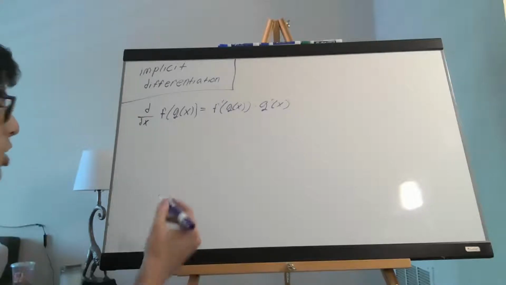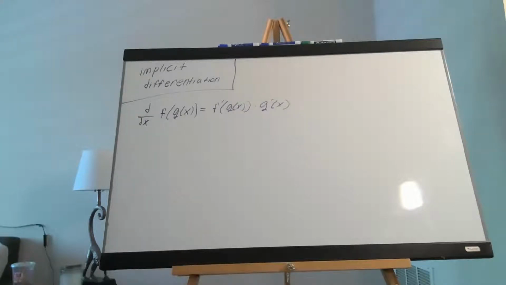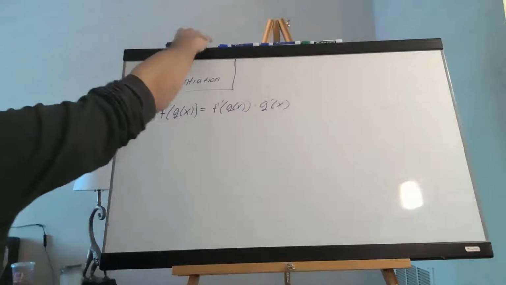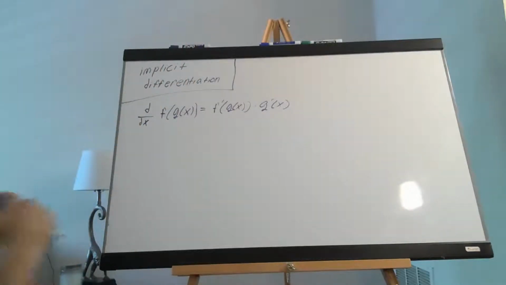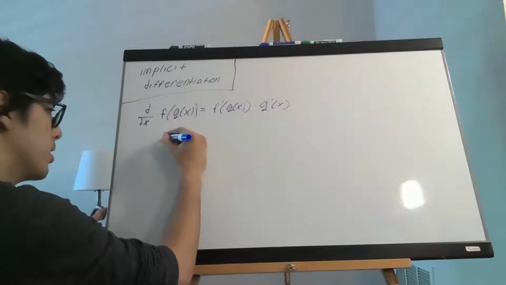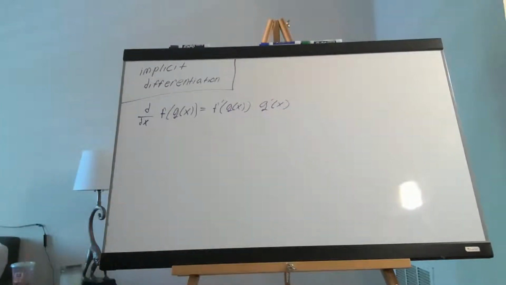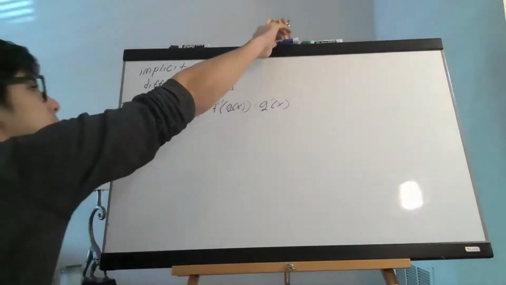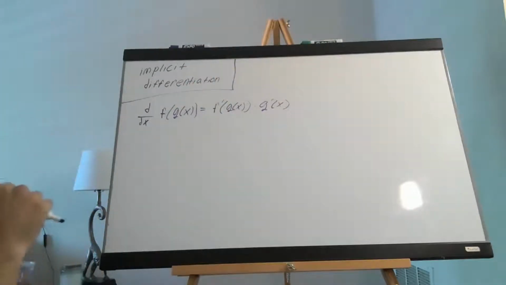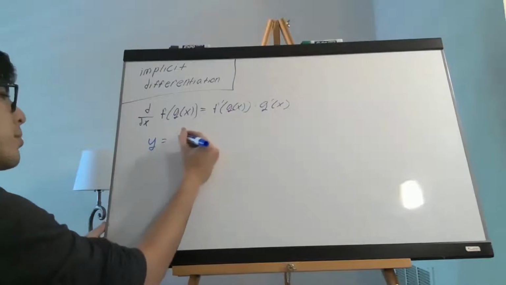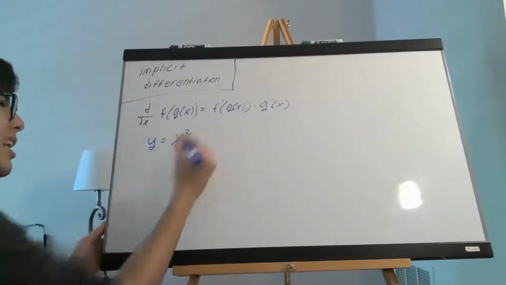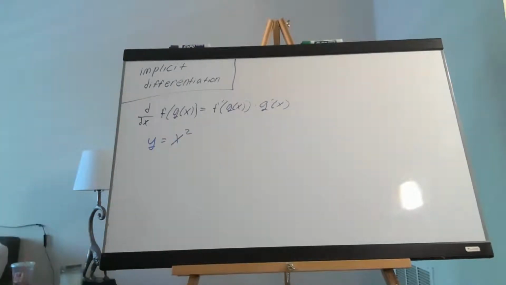Let's say we have a function like, let's start with an easy one. Gosh, gotta test these markers first. So let's say we got something like y equals x squared. So that's a real easy derivative to take.